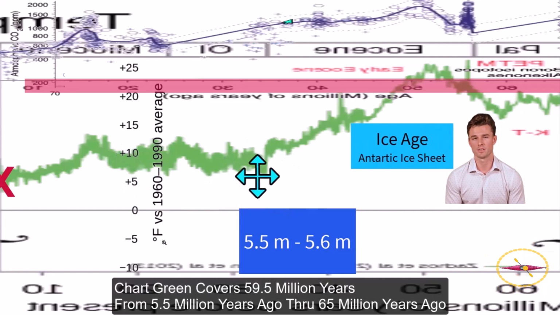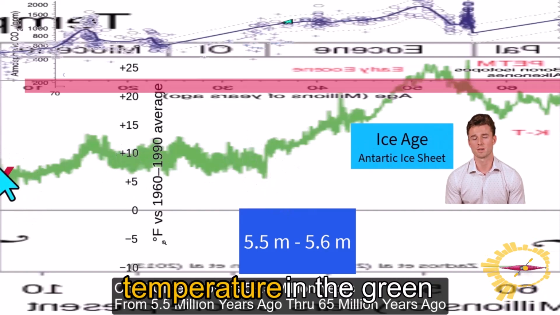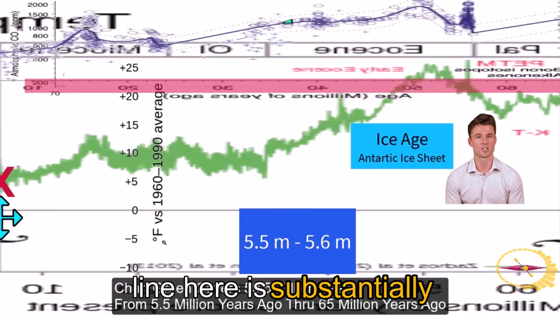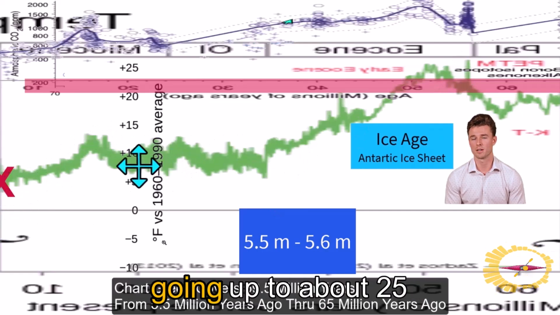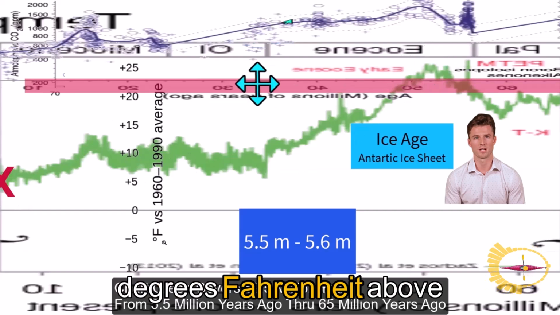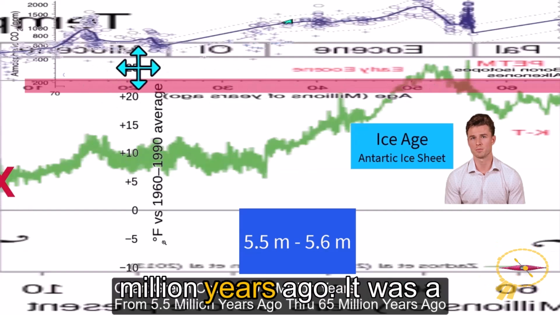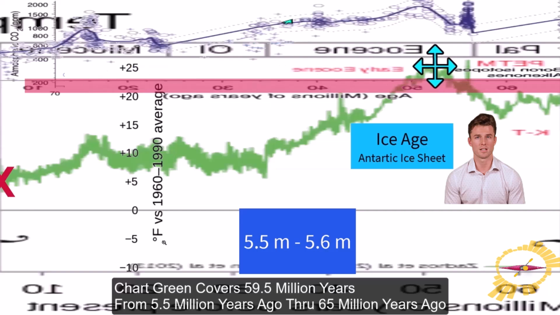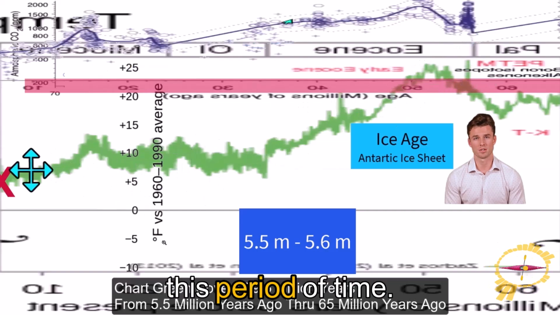Again, note that Earth's temperature in the green line here is substantially higher than today's values, going up to about 25 degrees Fahrenheit above current values maybe 50 million years ago. It was a much warmer Earth during this period of time.